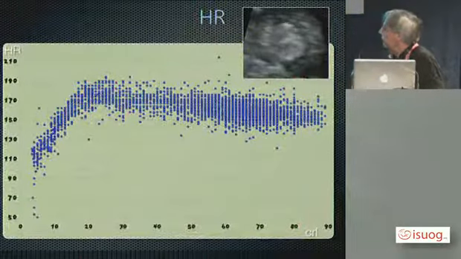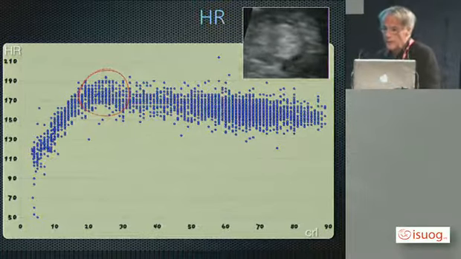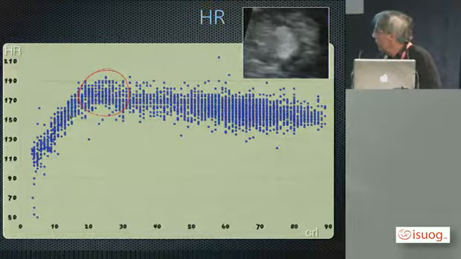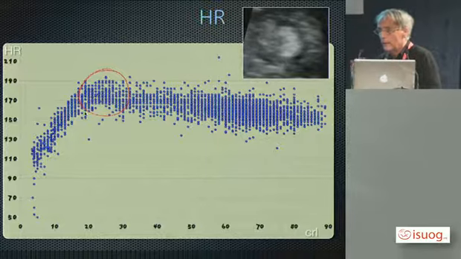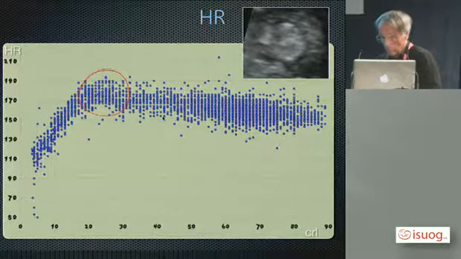What about the heartbeat? In the embryonic stage, the heartbeat is really stable. So if you look at this curve, the maximum of the heartbeat is always during week 9. That means it's maximum 180. And this is normal, and after it will reduce.